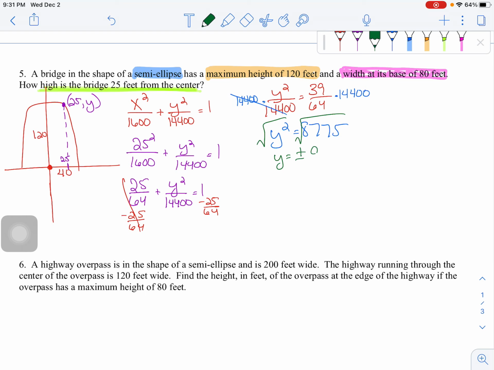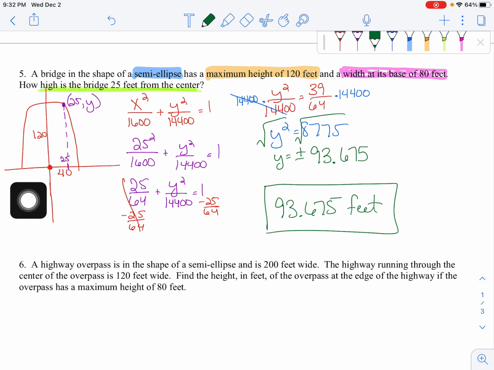So y is equal to plus or minus the square root of 8,775, which is 93.675. So that would tell me that in a true ellipse, if we actually had the full ellipse, we would have the positive 93.675, and we would have a negative 93.675 to deal with the symmetry of an ellipse. Obviously, with this bridge, it's a semi-ellipse, which means there's only half of it, so I'm not going to worry about the negative at all. So the height is 93.675 feet.